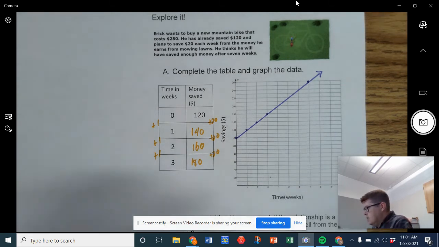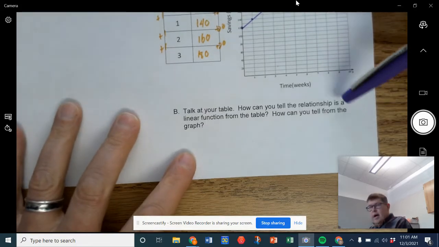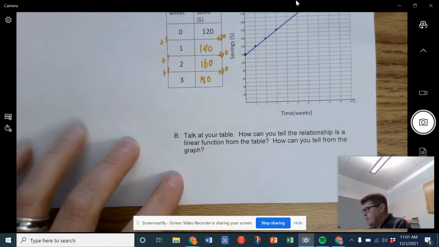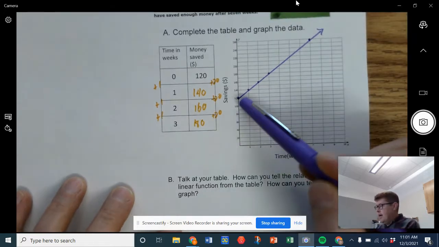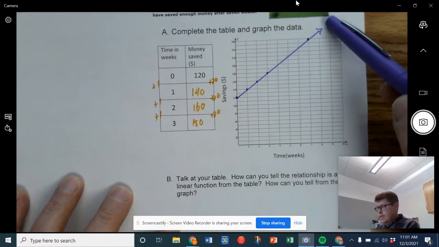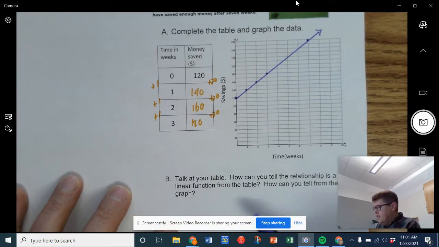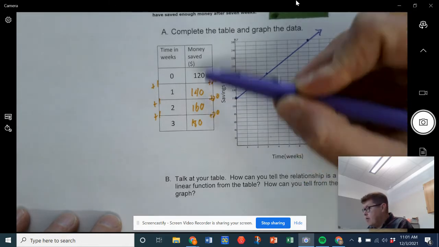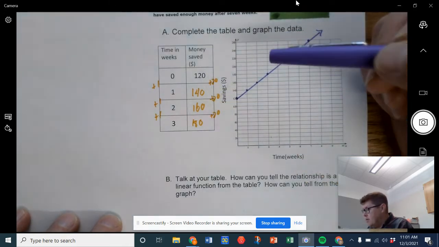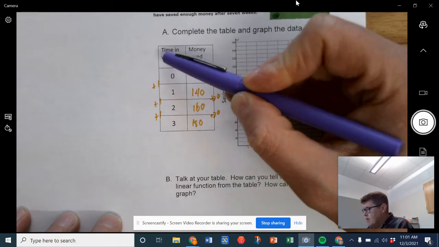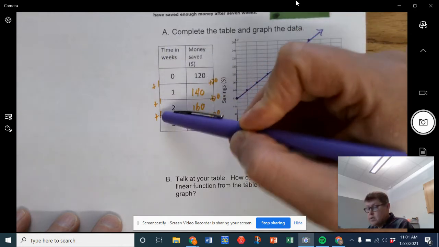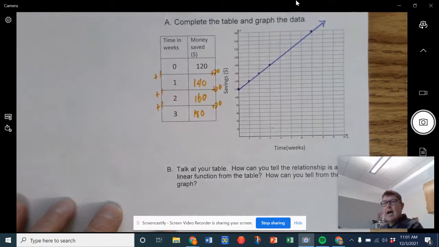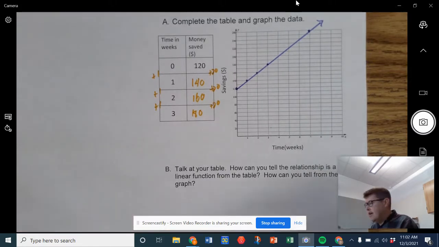Now then, let's answer these questions. How can you tell the relationship is a linear function from the table, and how can you tell from the graph? Well, I think it's easier to see from the graph, because it forms a line. It is clearly a line. And then from the table, we can see that we're adding the same amount each time for our output, our money saved, our y values, and we're adding the same amount each time for our x, our input, or our time in weeks. So same number added right here, same number added right here. That is a constant rate of change, which is a property of a linear function.